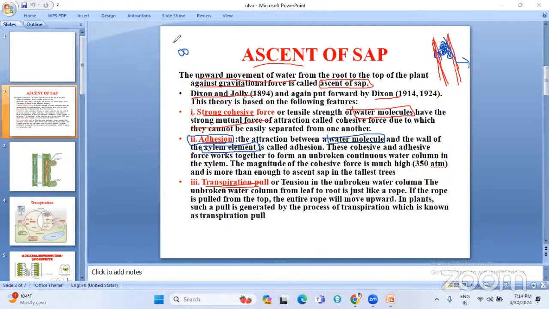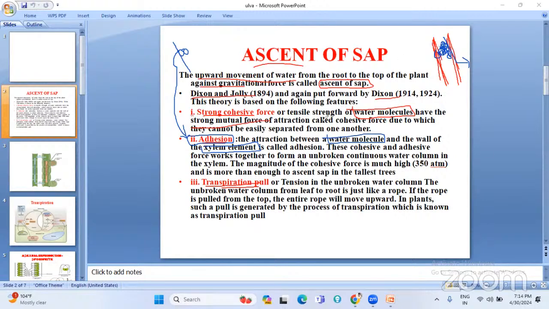But the xylem wall is actually not the same molecule. The xylem wall is a different molecule from water, so the force between them is different. Here, between the xylem wall and the water molecule, there is adhesion force. By cohesion force, water cannot separate from itself; by adhesive force, water is separated from the wall.